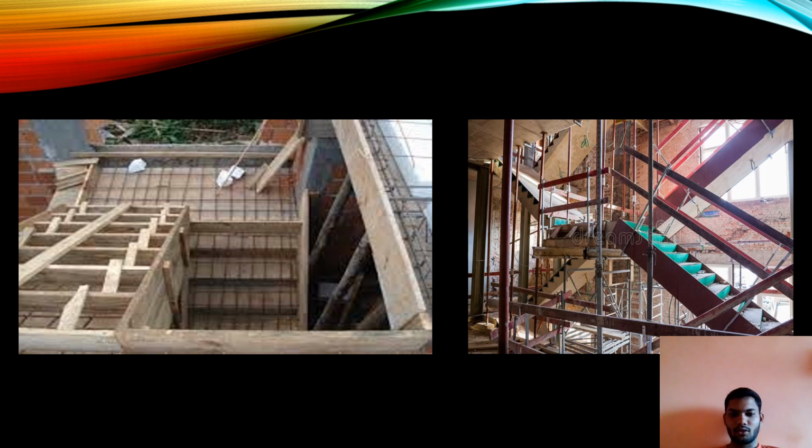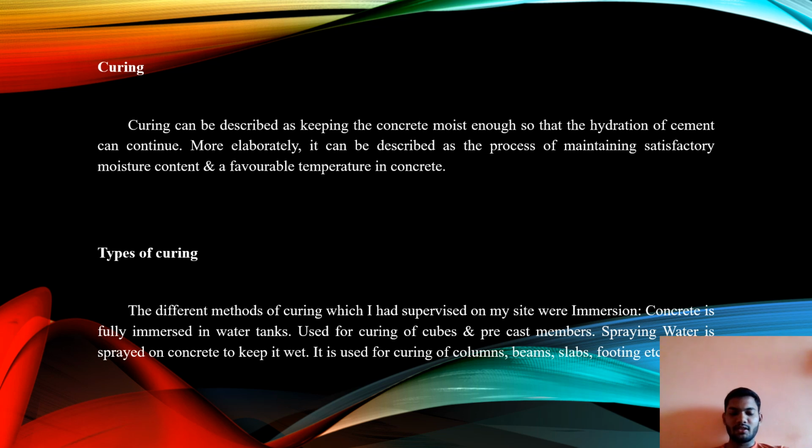Here we see the curing of structure. Curing can be described as keeping the concrete moist enough so that hydration of the cement can continue. It can also be described as the process of maintaining satisfactory moisture content and a favorable temperature in concrete. Types of curing, the different methods of curing. Immersion: concrete is fully immersed in water tanks, used for curing cubes as per the cast of members. Spraying: water is sprayed on the concrete to keep it wet. It can be used for curing of columns, slabs, footings, etc.